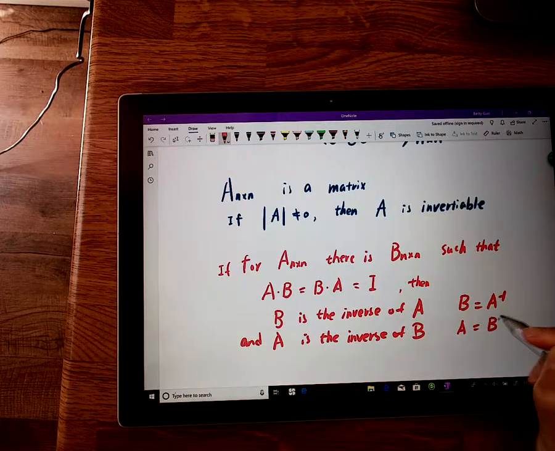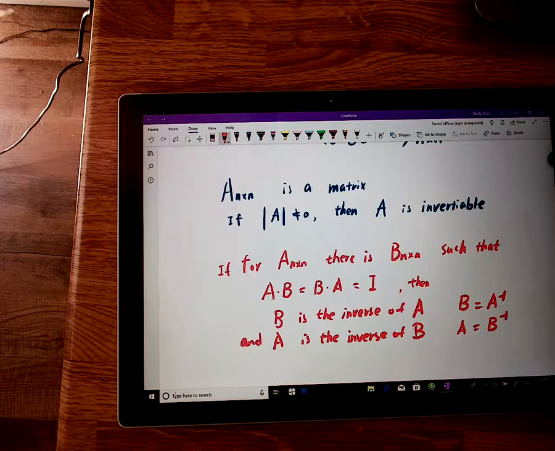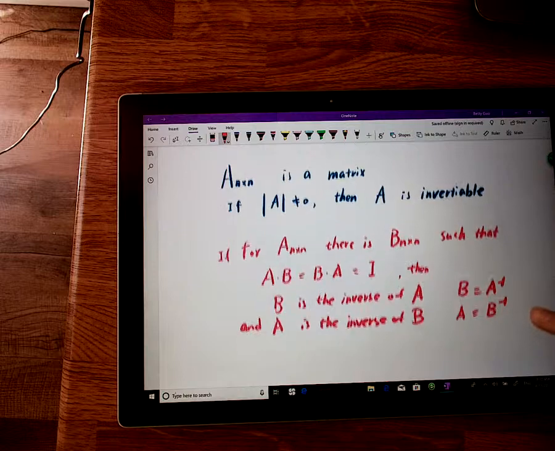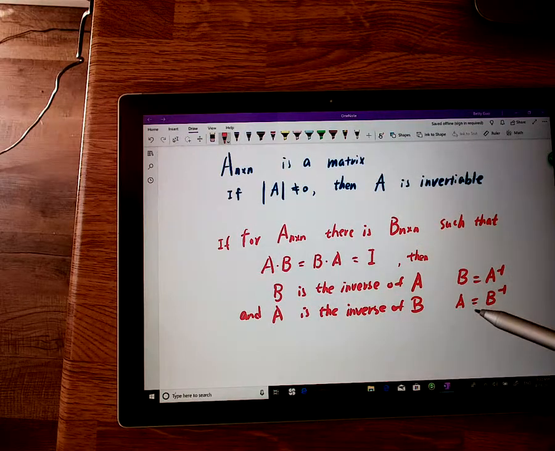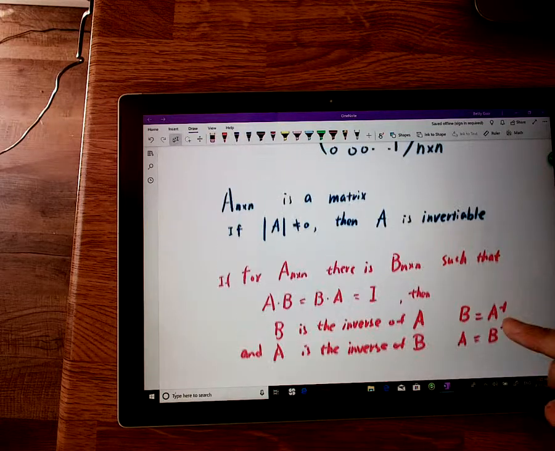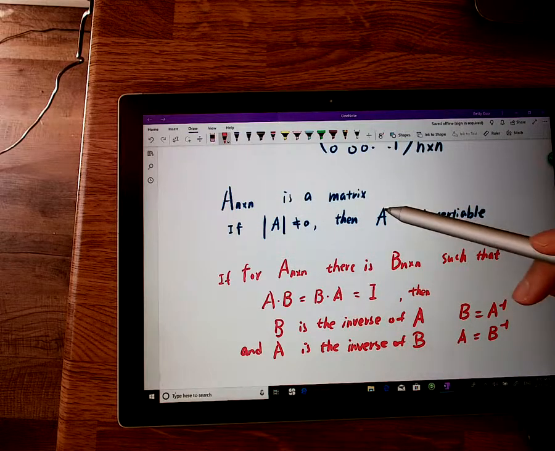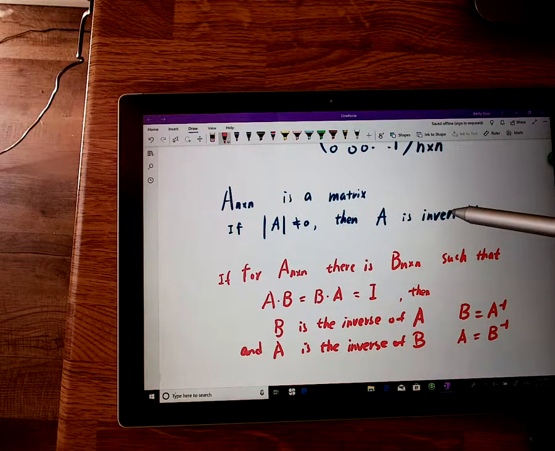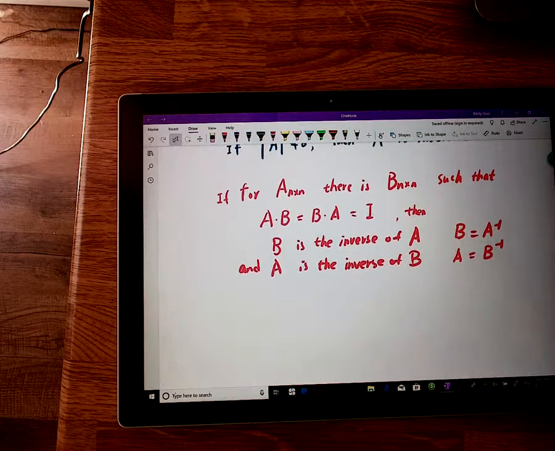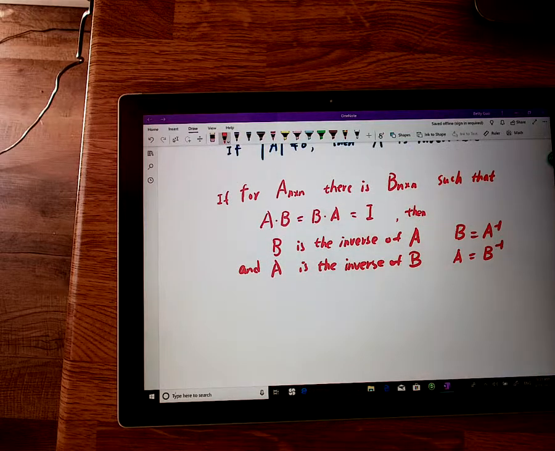A is the inverse of B. So A and B are inverse of each other. So this part, that's the formal definition for inverse matrix. This part gives us a way to determine if a matrix is invertible or not.